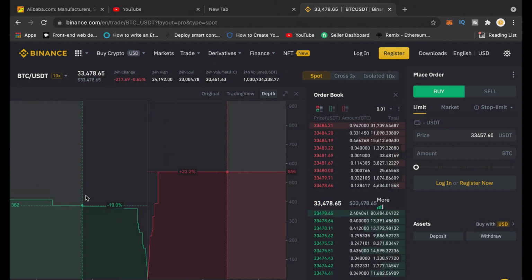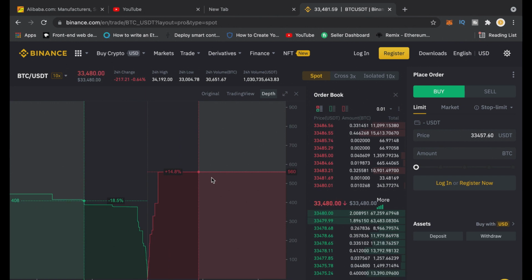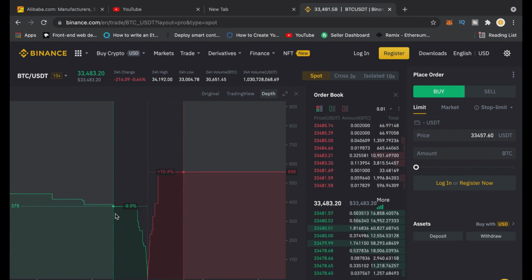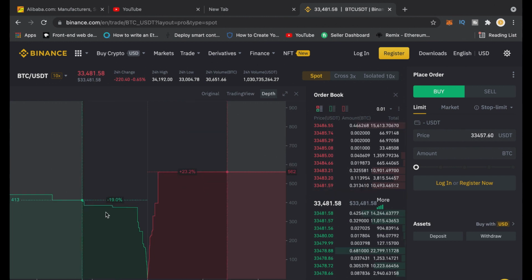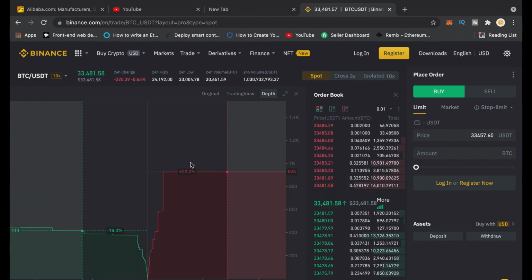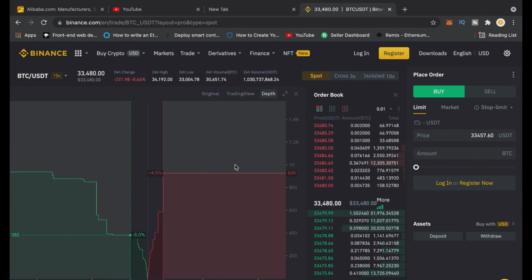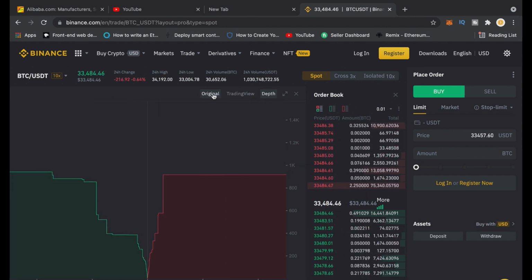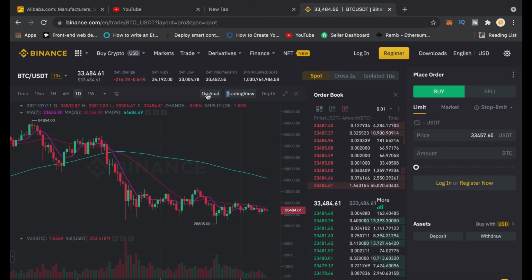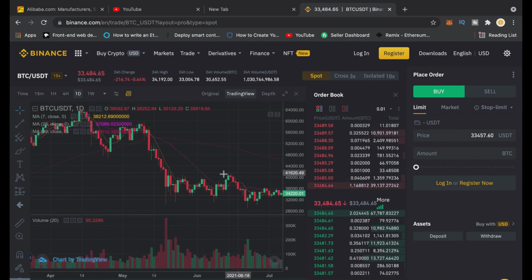Understand? But this is very hard to understand. It's better to use the candle chart, right? So anytime you buy orders, what's green here versus this one here, it just means price up and stuff like that. So it's always better to use the original or use TradingView. Understand? So on this TradingView, it has almost all the tools.